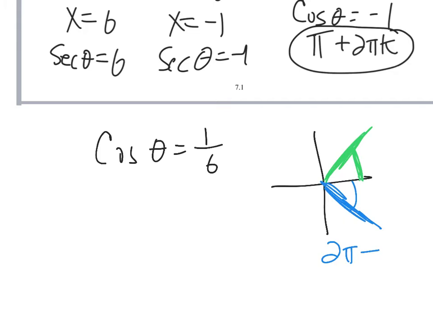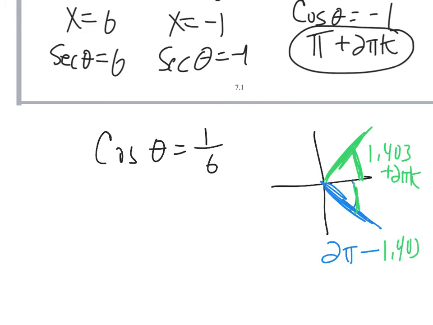So let's see. Let's actually do this. So, arc cosine of 1 divided by 6. I'm getting 1.403 plus 2 pi k. And this one will be 2 pi minus 1.403, because that's that reference angle there, right? So 2 pi minus that answer.